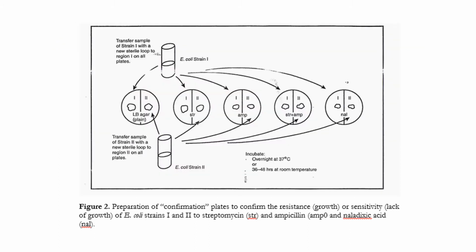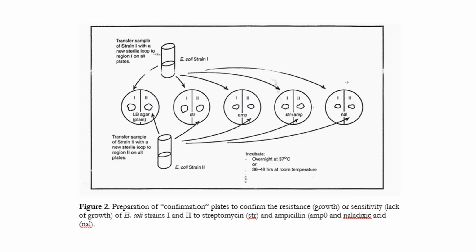On Lab Day 1, samples of each strain are transferred to LB agar plates containing the enriched growth medium and the antibiotics to which each strain is known to be resistant. You will be provided with 5 LB agar plates as illustrated in this diagram. Plate 1 is plain LB agar.